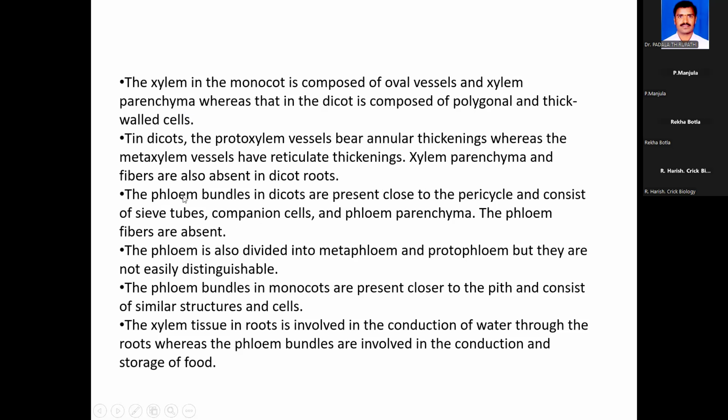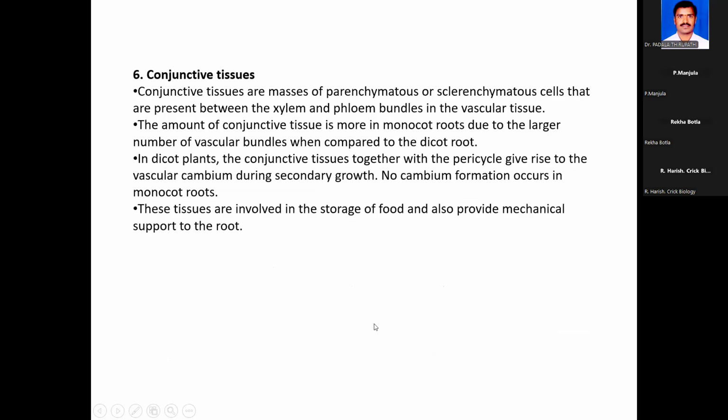So next one is the phloem. The phloem bundles in dicots are present close to the pericycle and consist of sieve tubes, companion cells, and phloem parenchyma. Phloem fibers are absent. The phloem is divided into metaphloem and protophloem, but they are not easily distinguishable. The phloem bundles in monocots are present closer to the pith and consist of similar structures and cells. The xylem tissue in roots is involved in the conduction of water, whereas the phloem is involved in the conduction of food materials.